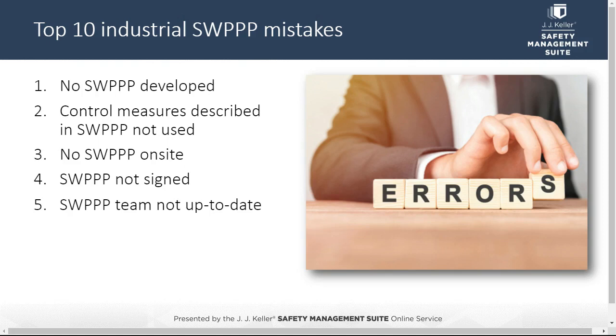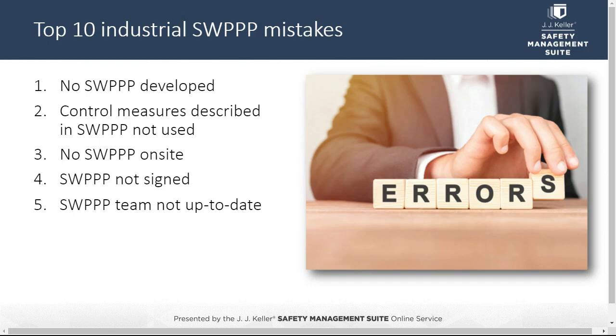Number two, the control measures described in a SWP were not being used. So it's not acceptable for a SWP to identify stormwater control measures that are not actually being used at the site. If your SWP has identified control measures not being used at your site, you need to edit your SWP accordingly to accurately reflect the measures that you are in fact using.